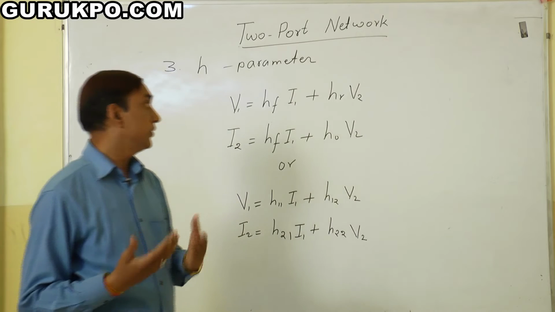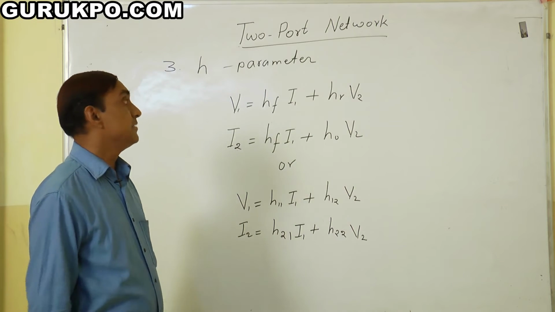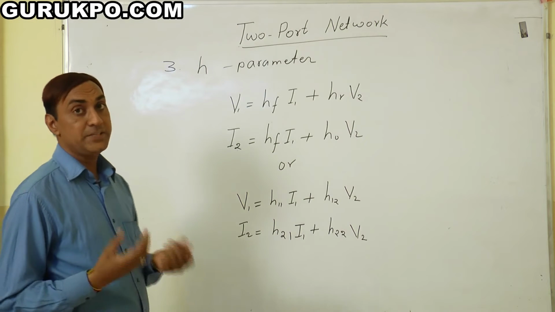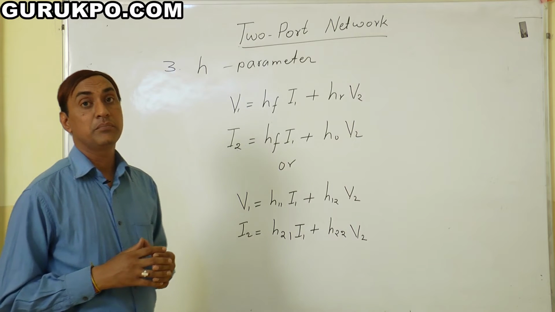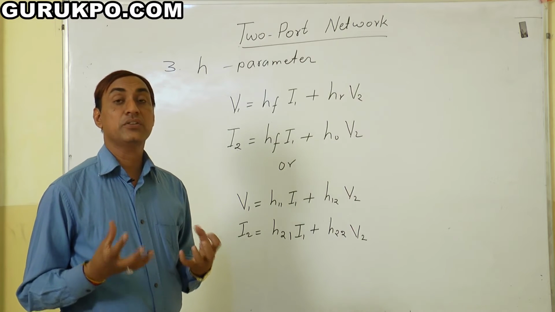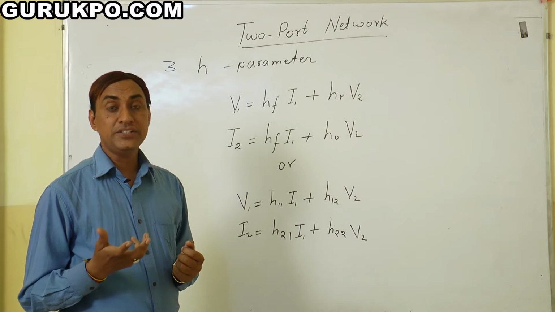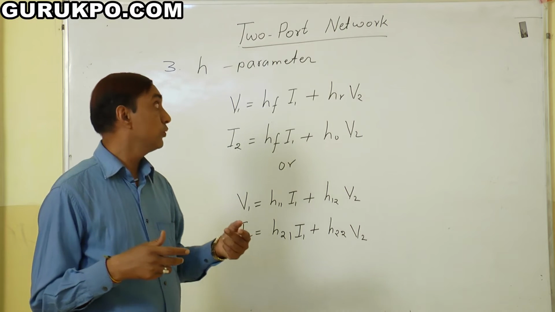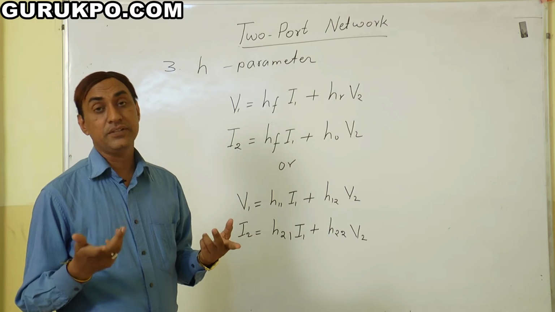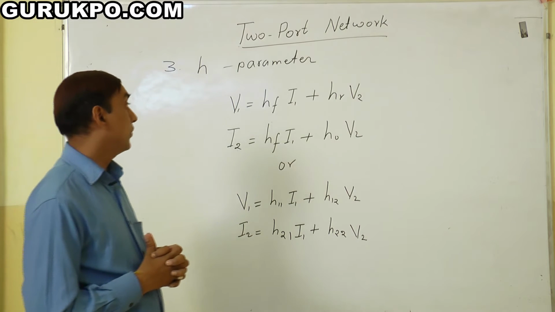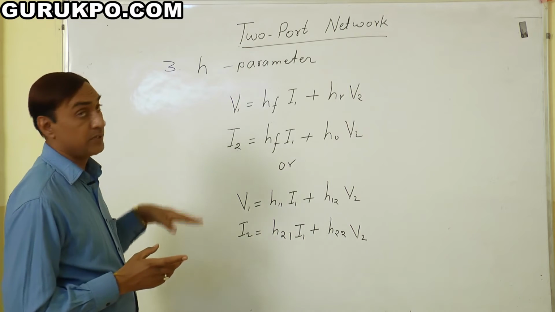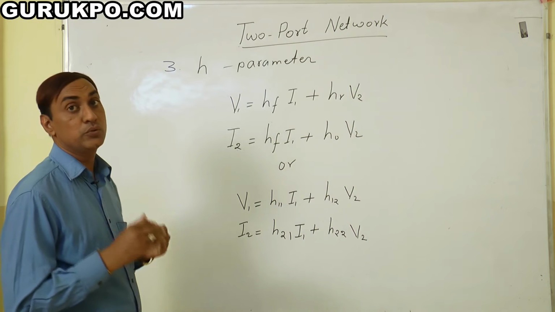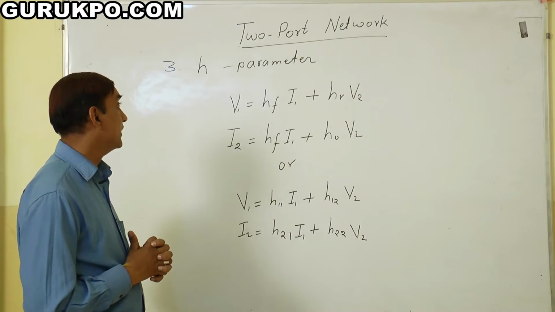Okay, now we're talking about the H parameters. What is the H parameter for any two-port network? The H parameter comes from transistor configuration, because in any transistor there is an input side and an output side. So it is a two-port network, or four-terminal network. That's why we also talk about H parameters, because the H parameter is part of the transistor. These parameters are included in the two-port network, which is also described by H parameters.